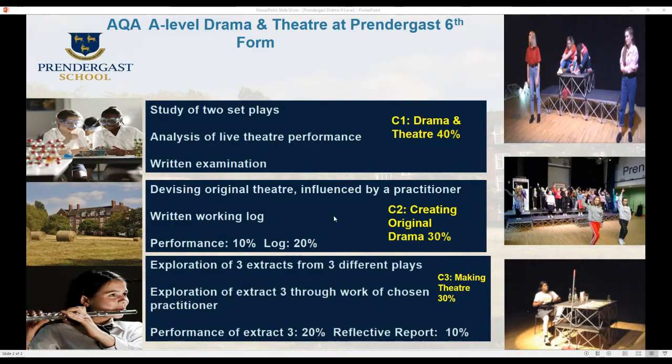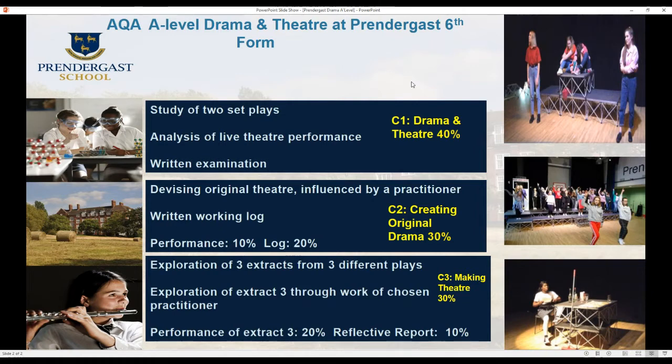So I'm going to share with you now a slide that gives you an overview of the structure of the course. And I'm just going to be talking through the things that we cover at A-level, and as I go, I'll be explaining some of the key differences between GCSE and A-level. So we follow the AQA specification, and this is A-level drama and theatre studies. It's made up of three components.